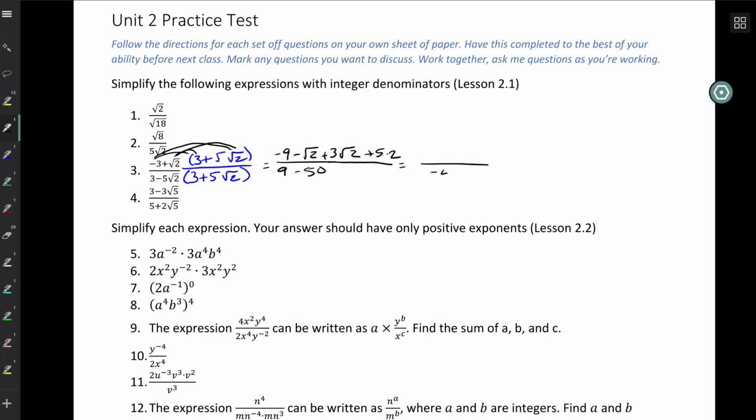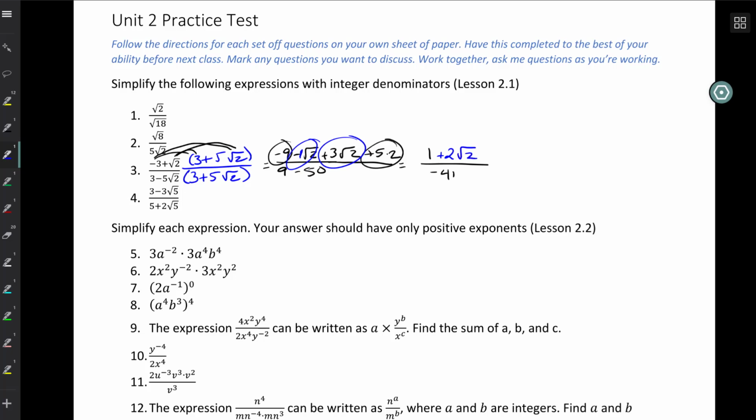The denominator is pretty easy. That's negative 41. Now we look for any like terms. The like terms I have are negative 9, and then 5 times 2 is 10. So that's going to give me a positive 1. Then I look at the negative square root of 2 and the positive 3 square root of 2. You add together the coefficients in front of the radicals. So that's negative 1 plus 3, which is positive 2. The radical 2 stays there.